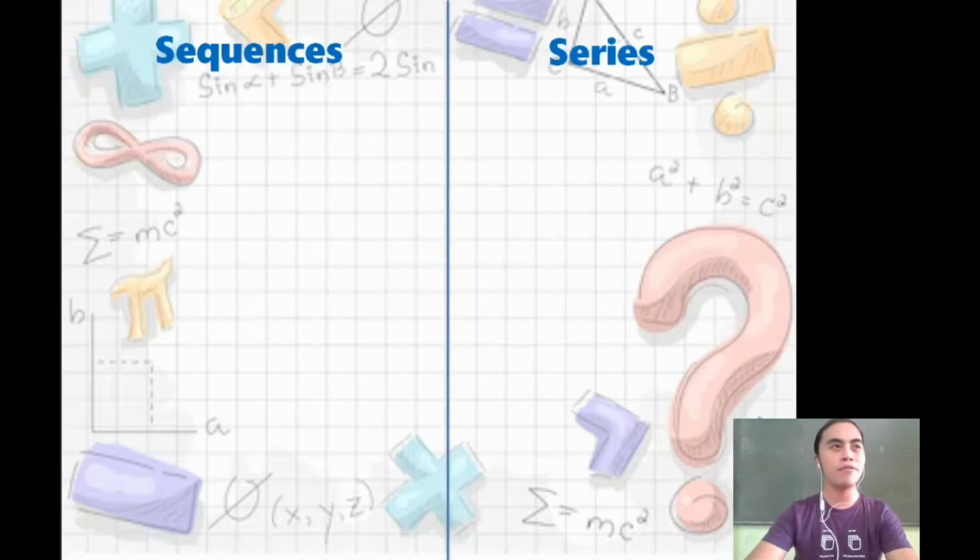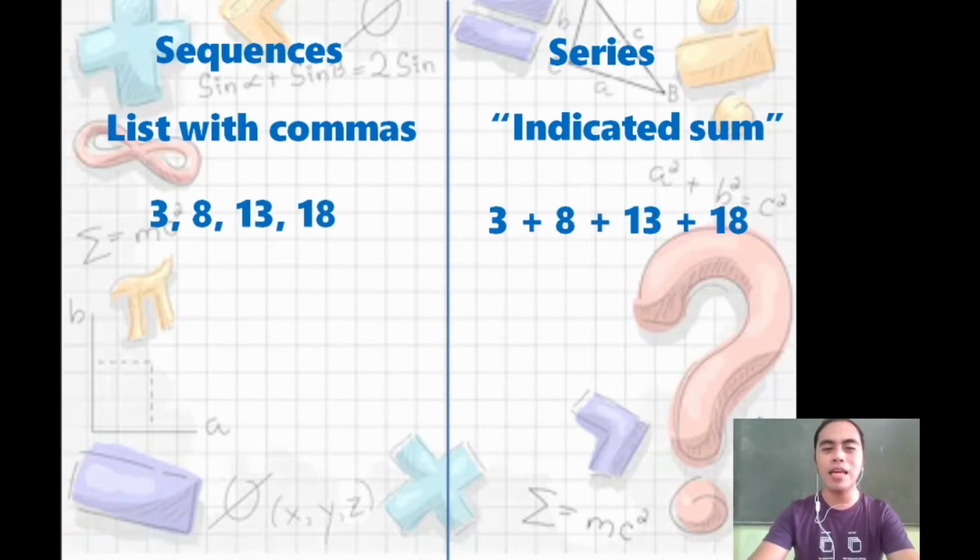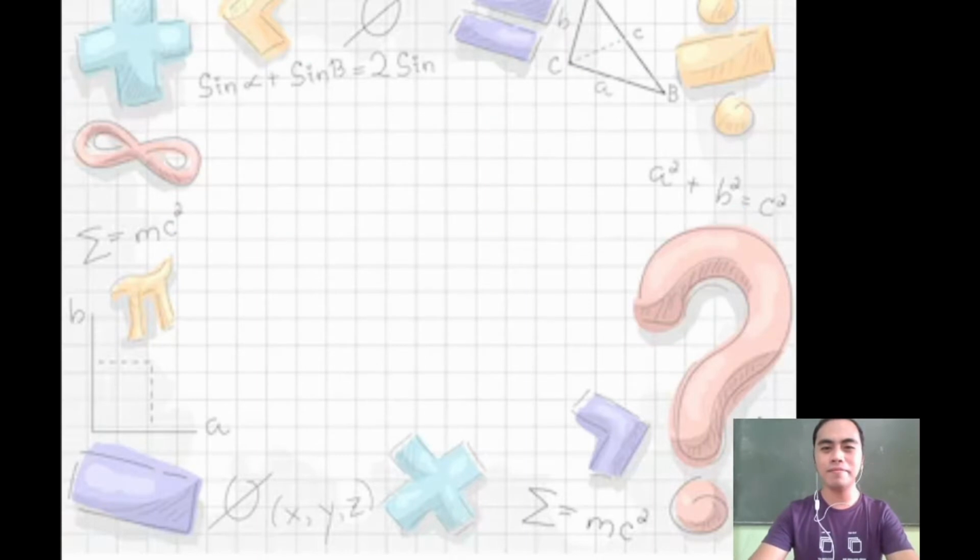So what is first the difference between sequences and series? Sequence is a list with commas, while series is an indicated sum. Example of sequence is 3, 8, 13, and 18. For series, it is 3 plus 8 plus 13 plus 18.